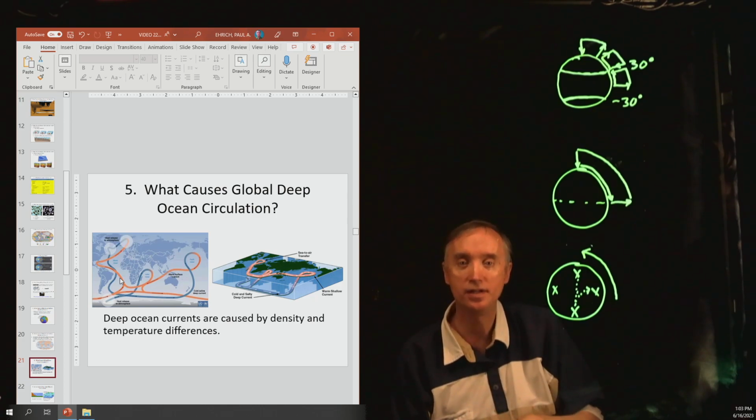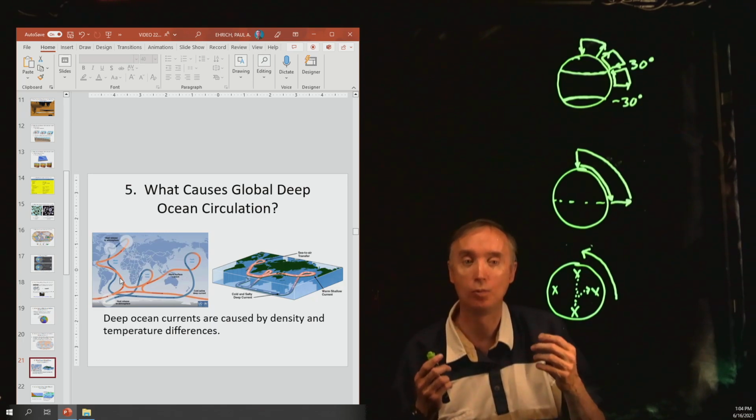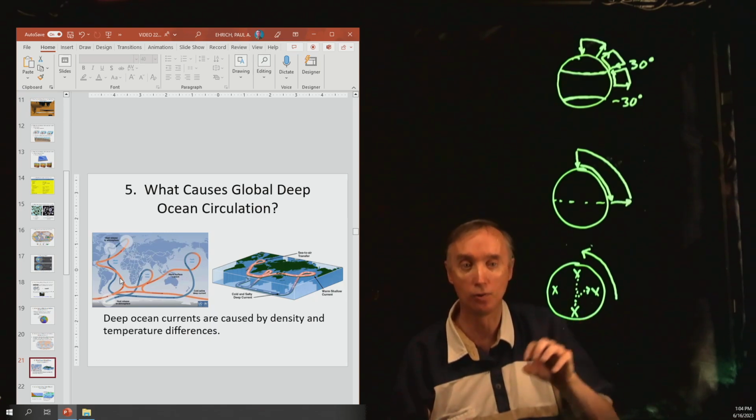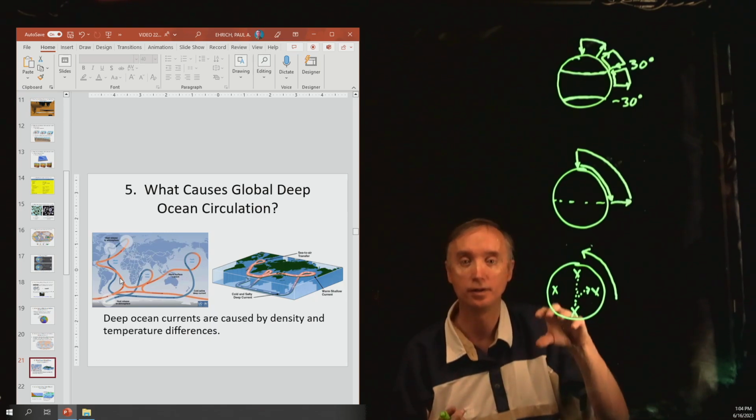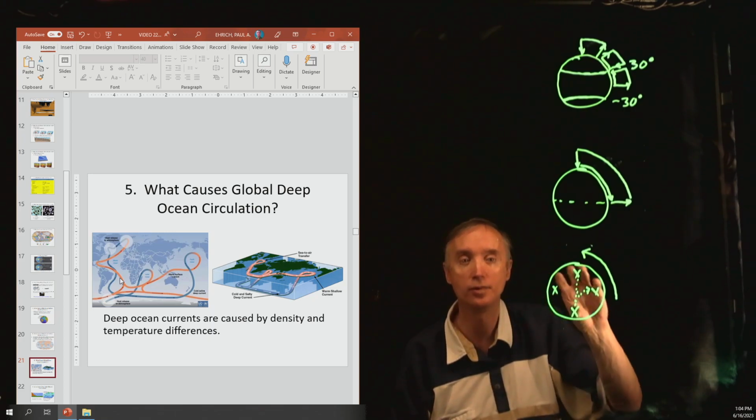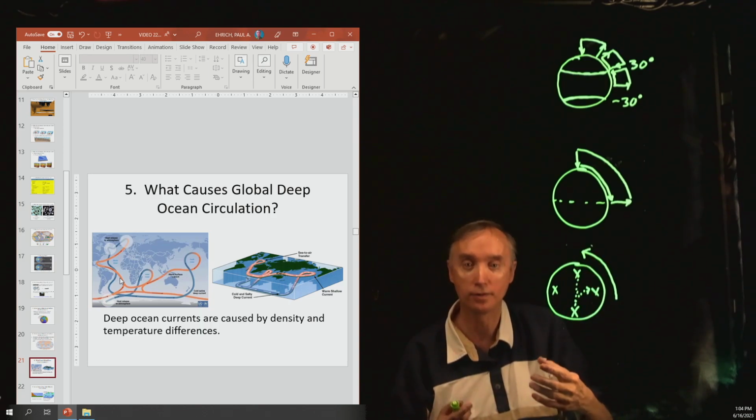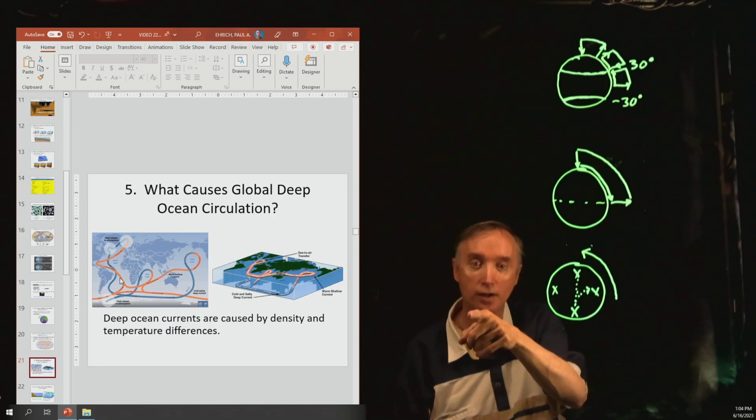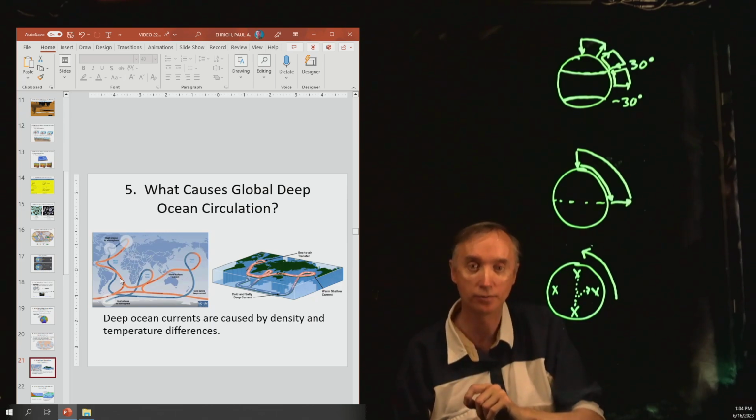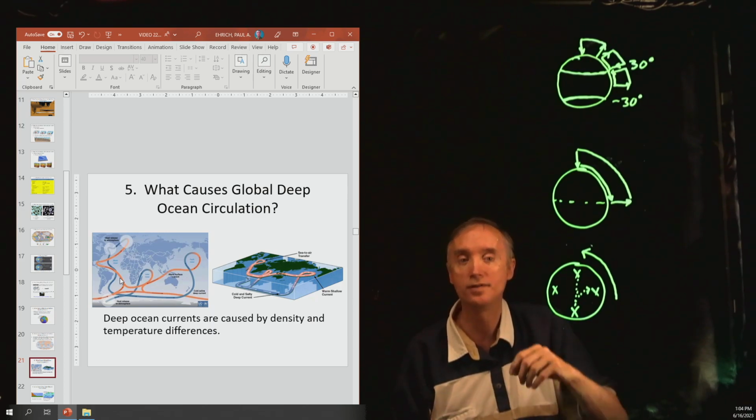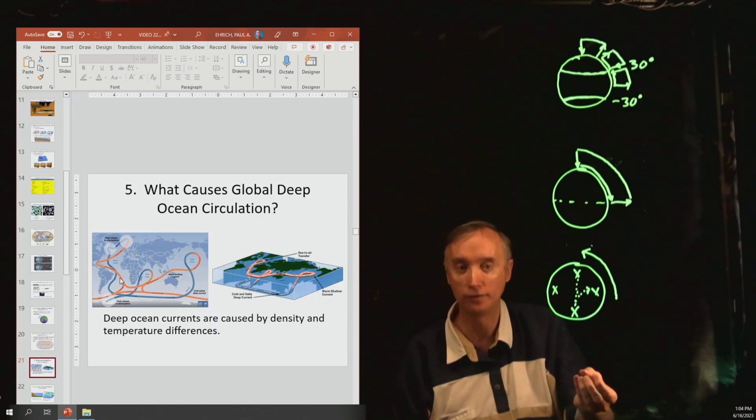Okay, what about the deep ocean circulation? So this is going to be primarily due to temperature and salinity differences. So at the equator, the water is going to be warmer than at the poles. So water is going to tend to flow from the equator to the North Pole. And so it's going to be warm water, and that's represented by the orange lines in that picture. Okay, but then once it gets to the North Pole, it begins to cool off.